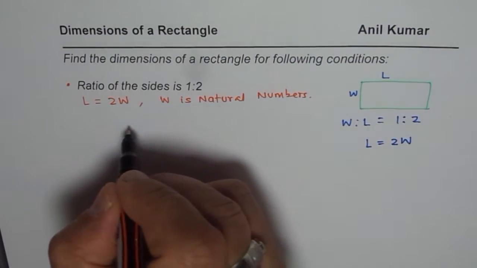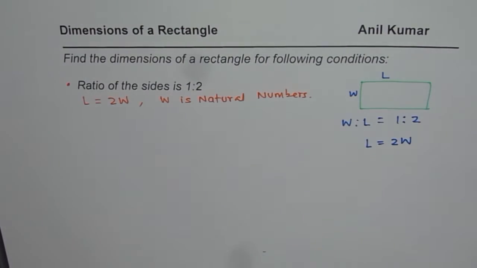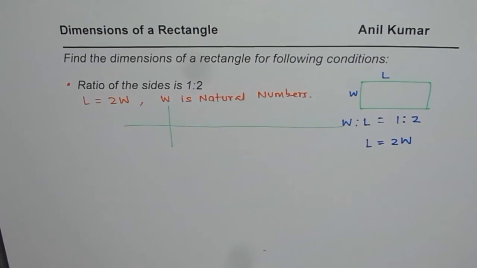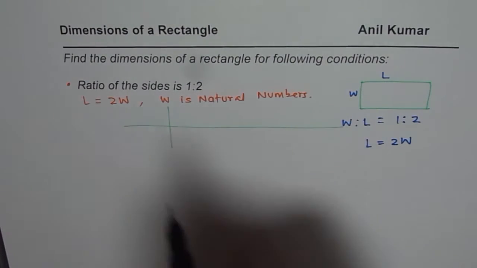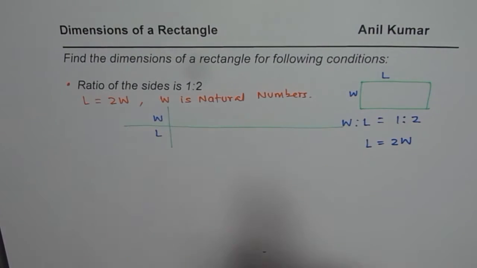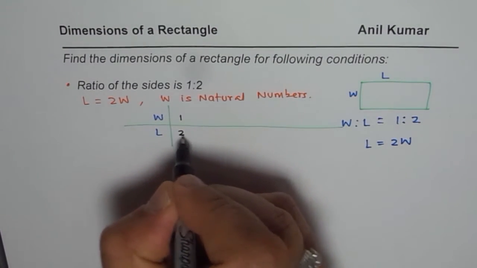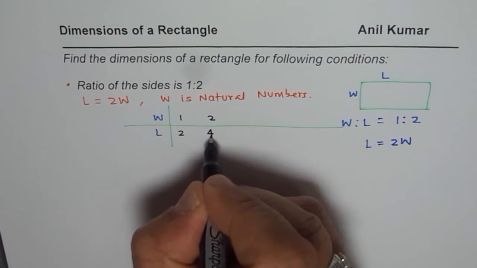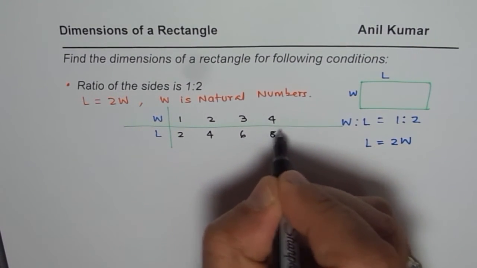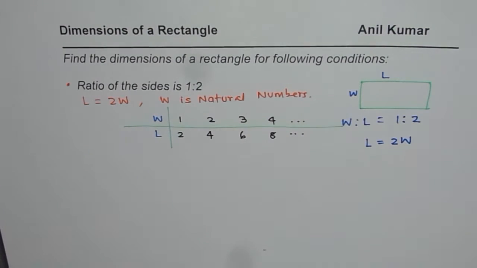The different dimensions we could get is by using a table of values. We could have a table of values where we write width and length. If the width is 1, then the length is 2. If the width is 2, length will be 4. If the width is 3, it will be 6, then 4, 8, and so on. So if I have a very open question like this, we could generalize in this fashion.